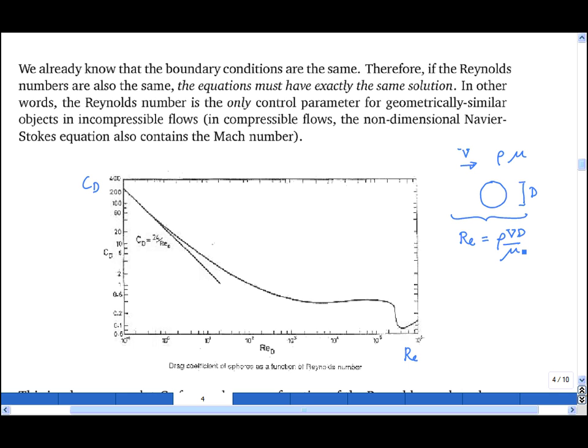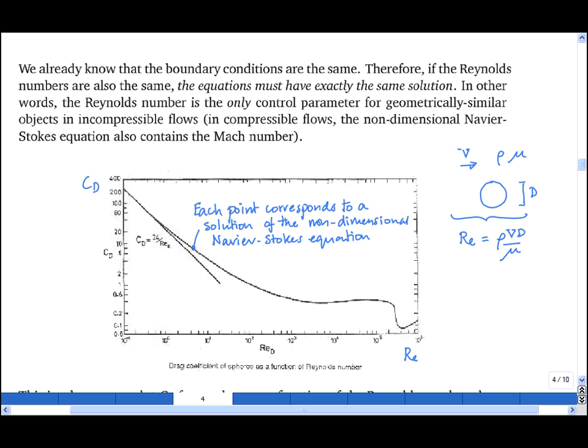So if I plot CD as a function of the Reynolds number, then each point corresponds to a solution of the non-dimensional Navier-Stokes equation, and whatever the individual values of v, ρ, μ and d, as long as the Reynolds number is the same, then this is the solution to the drag coefficient. Now this is valid for all smooth spheres. If we introduce surface roughness, then we introduce another length scale, which is the bump height epsilon, and if we do that, then we introduce another dimensionless parameter, which is the bump height epsilon divided by d, the diameter of the sphere.